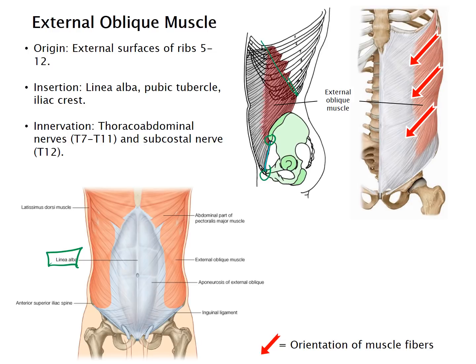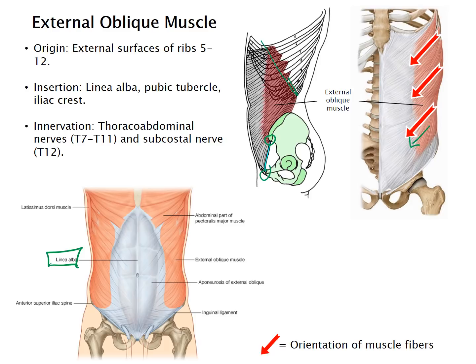Notice the direction of these muscle fibers. This will be one way in which you identify this muscle in lab. Suppose you were wearing a hoodie, and suppose you stuck your hands into the pocket of that hoodie. The direction of your fingers would represent the orientation of the external oblique muscle fibers. The external oblique muscle is innervated by the thoracoabdominal nerves as well as the subcostal nerve.